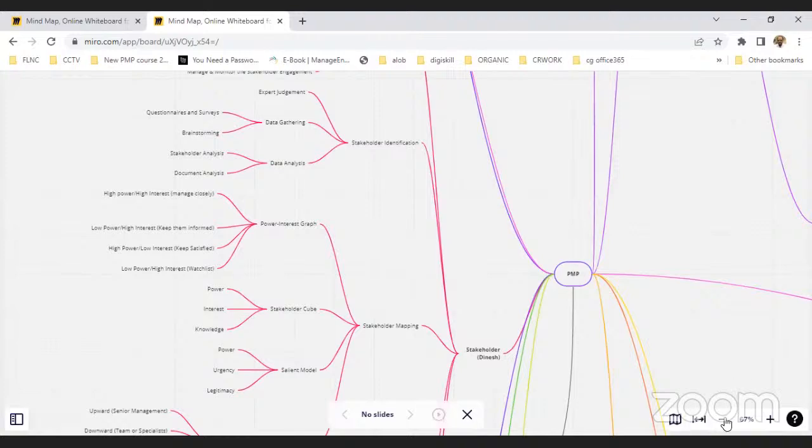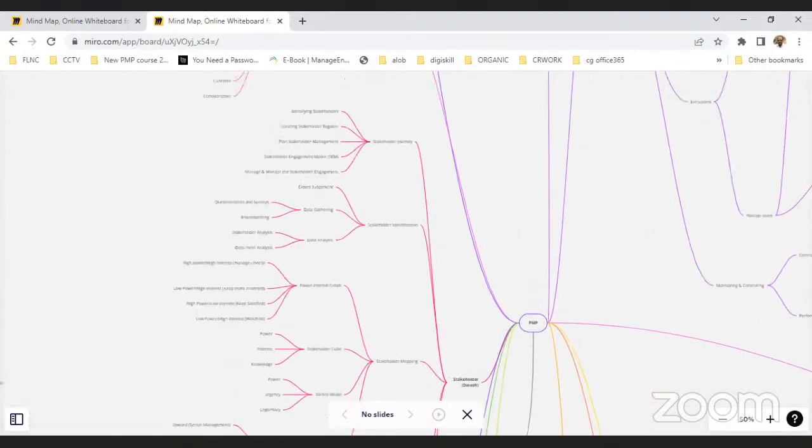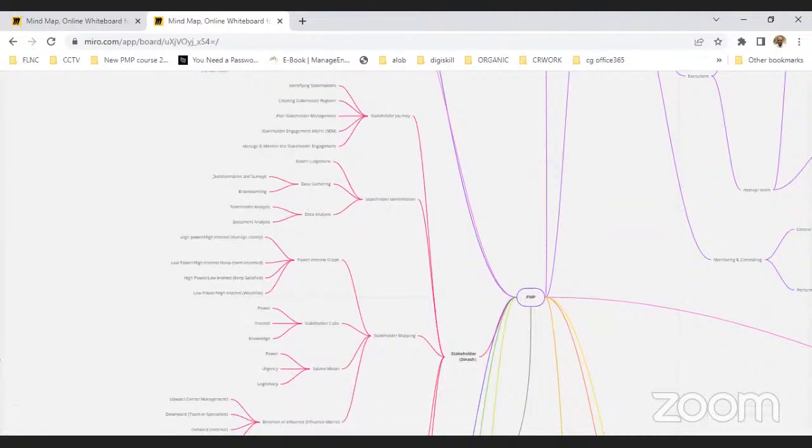So under the stakeholder journey, we need to identify the stakeholders fundamentally, and then after identifying the stakeholders, we need to create the stakeholder register, and then try to plan the stakeholder management. We also try to do the stakeholder engagement matrix, and then monitor and control the stakeholders.